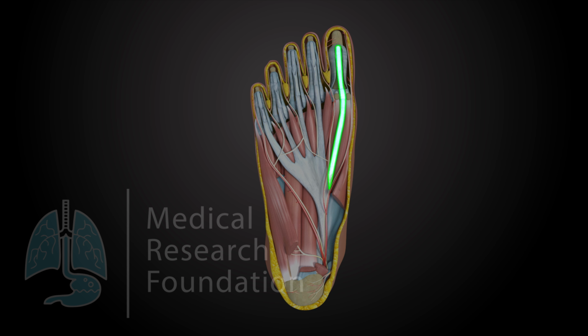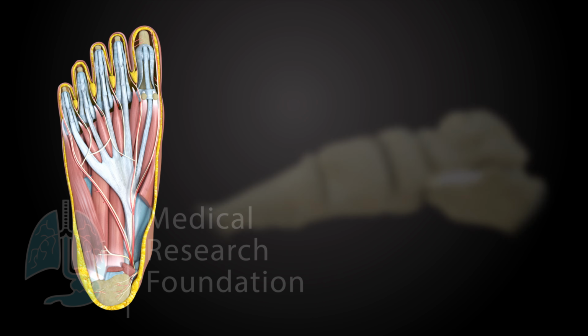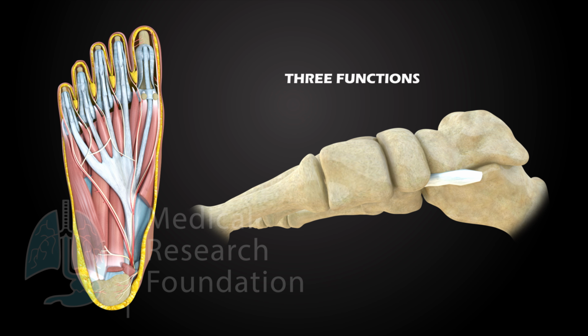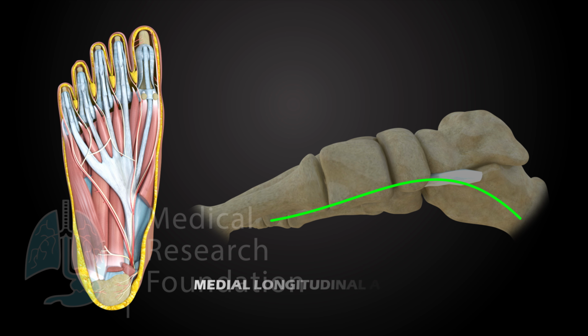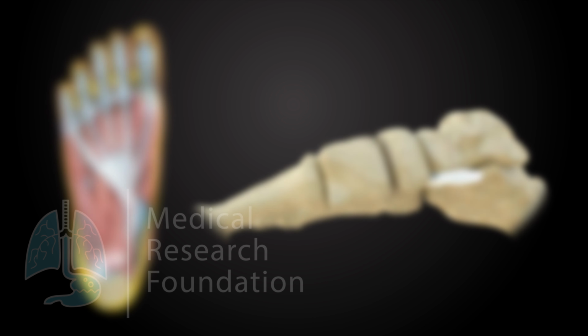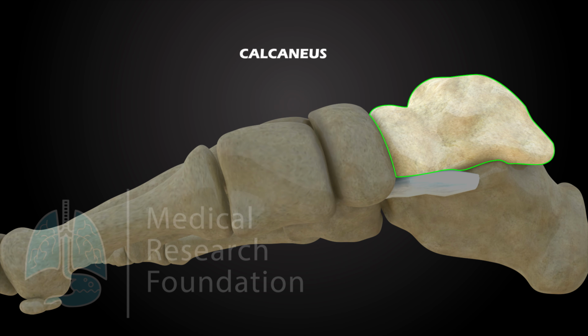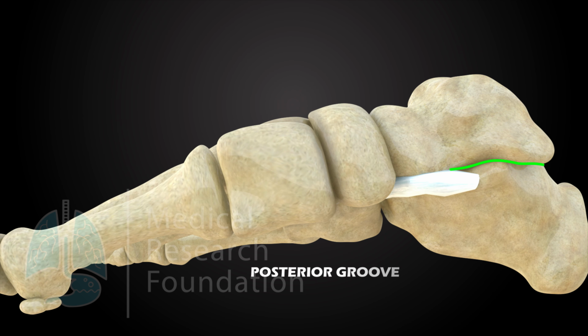The flexor hallucis longus is the bulkiest and strongest muscle to support the medial longitudinal arch. This muscle has three functions with respect to the medial longitudinal arch. It stretches the arch like the string of a bow. It supports the calcaneus by passing along its posterior groove.